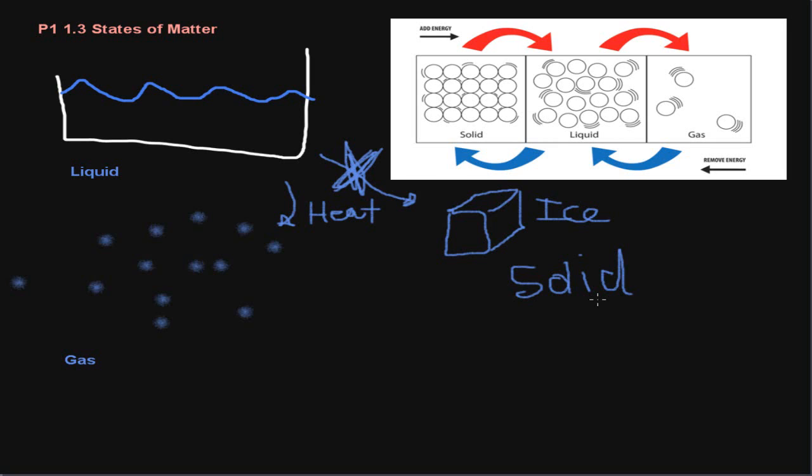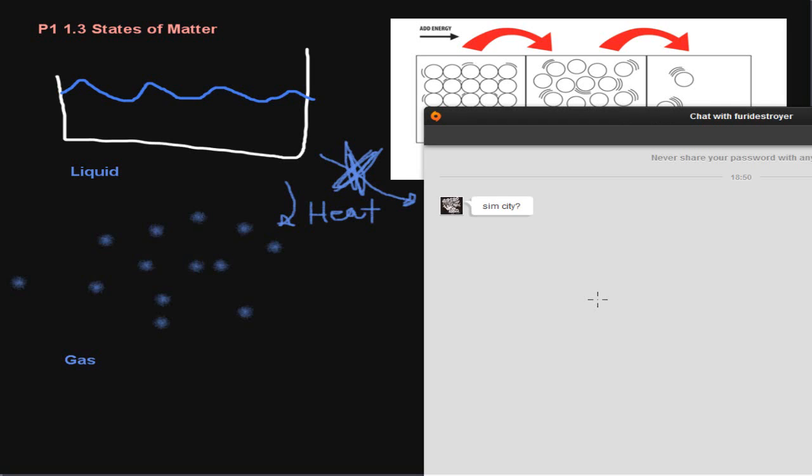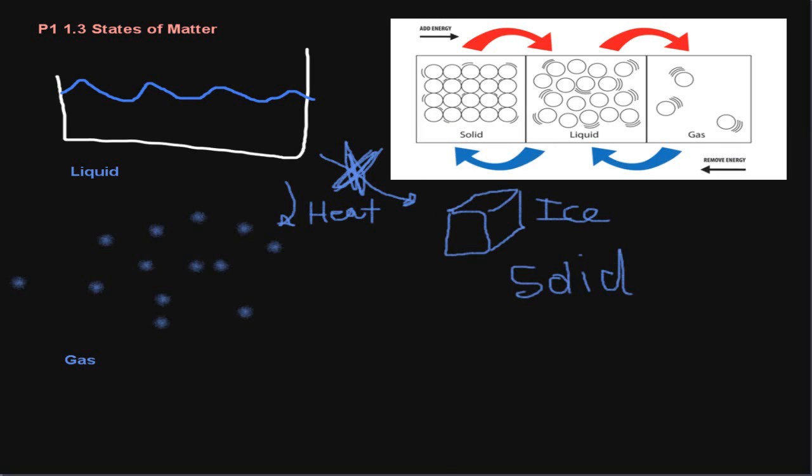There is a fourth state of matter, I think it's called plasma. Sorry about that. There's a fourth state of matter called plasma, but we don't need to know about that. But let's just carry on. The exam board wants you to know basically about these three states and how they relate to heat.